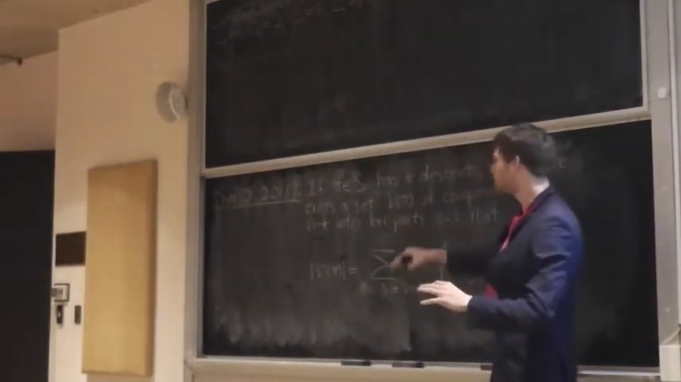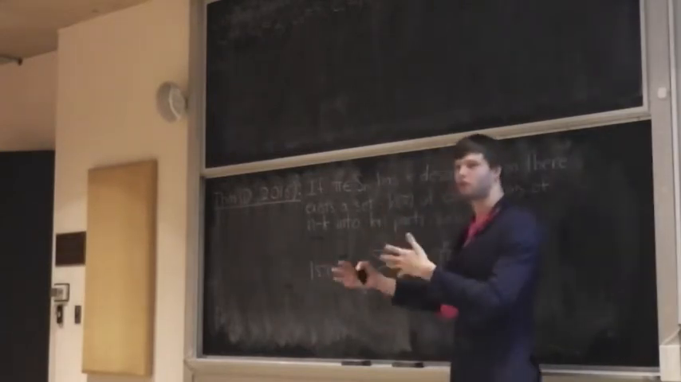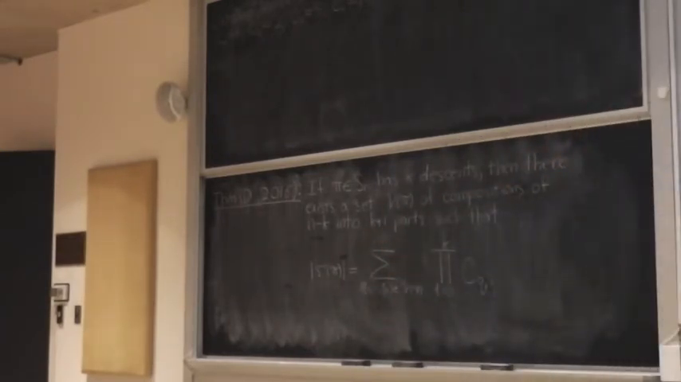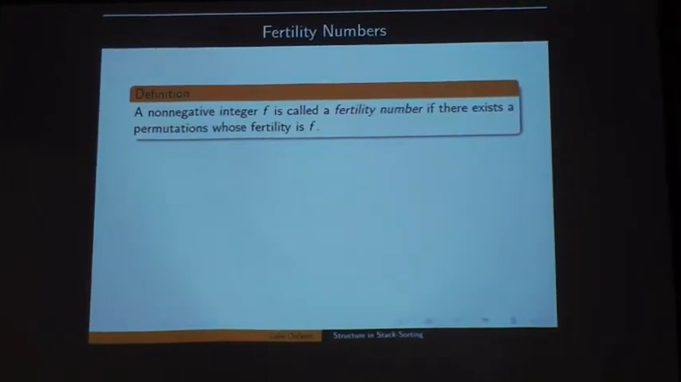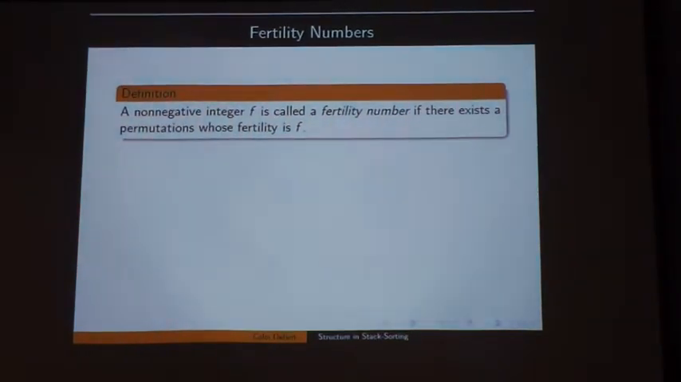Again, the difficult part here is getting to this step, but once you have this, it's just a cute little consequence. And so this leads me to define what I call a fertility number. I'm going to say a non-negative integer f is a fertility number if there exists a permutation whose fertility is f. So what I was saying on the previous slide is that 3 is not a fertility number. I could call this a non-fertility number if you want. Actually, I'm going to call it an infertility number because infertility is already a word in the English dictionary. And so we have fertility numbers and infertility numbers, and we can ask, what are these?